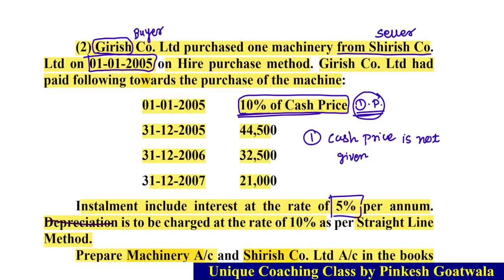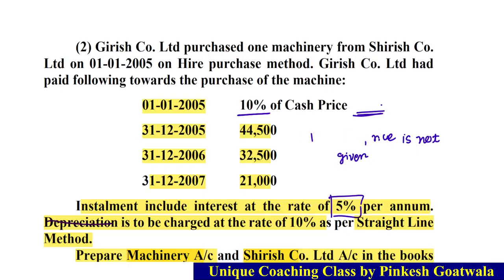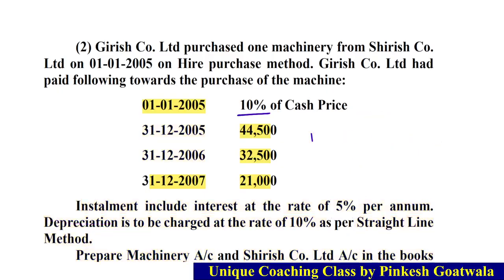ઓકે, so let's solve. We know when the cash price is not given, in that case how to complete the table of interest. Okay, so let's start. First of all, look at the rate of interest. Okay, we need the rate of interest, 5%. Remember, rate of interest 5%. Many times students make a mistake. Okay, they take the rate of interest as 10%.